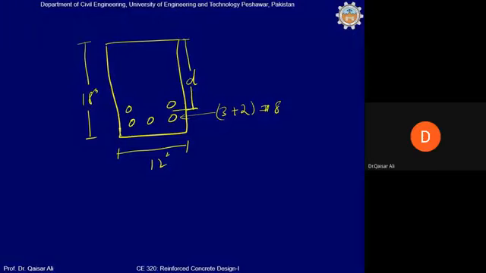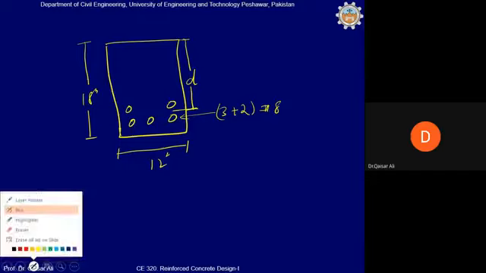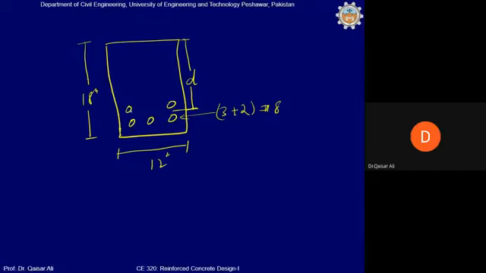Also remember this: this clear spacing between 2 layers shall be equal to 1.5 inches. Remember this too. Minimum clear spacing between bars in the 2 different layers, and minimum clear spacing between bars in the same layer, should be 1.5 inches. So this distance, you know, this is 1.5 inches. Clear?